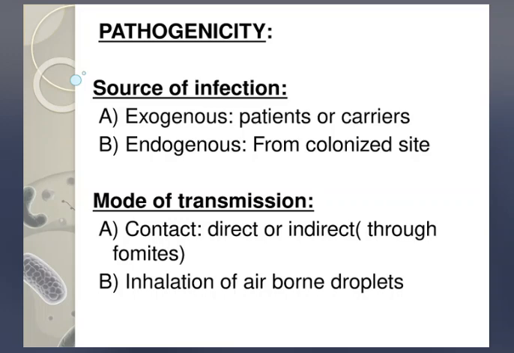When it comes to how these bacteria cause infections, the source can be external, like from other patients or carriers, or internal, from bacteria already living on our bodies. Transmission happens mainly through direct or indirect contact, including contaminated objects or by inhaling airborne droplets. This explains why hygiene and infection control are so crucial.